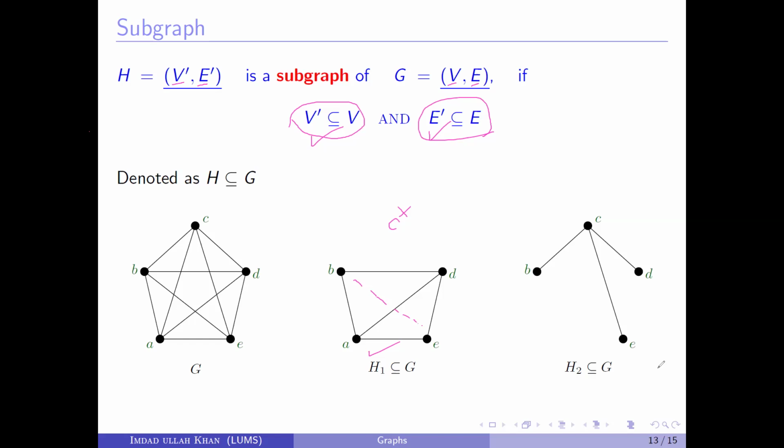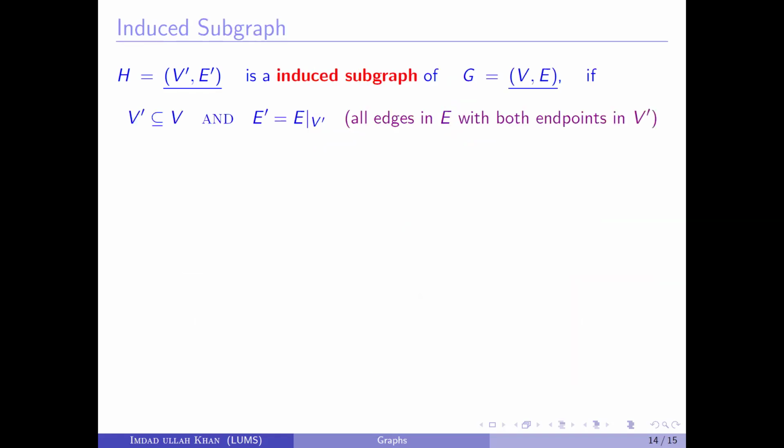If you look at H2, this does not contain vertex A, and it does not contain many of the edges which should have been there. For example, this edge is missing, and this is also a subgraph. A subgraph is a component of the graph. The smallest subgraph could be an empty graph, and a graph is a subgraph of itself as well.